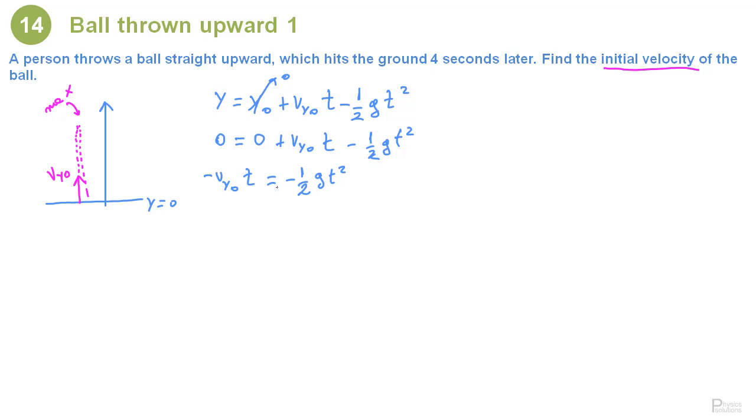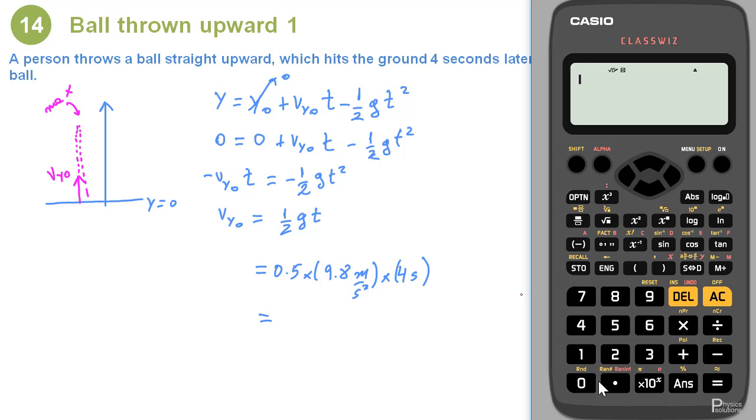Now we divide both sides by minus t. So we get rid of this minus and we get rid of the t. With this we get Vy0 is 1/2 times g t. So the minus went away when we divided by that minus, and the t squared became just t when we divided by the t on the left. So this is 0.5 times acceleration, which is 9.8 meters per second squared, times the time, which is 4 seconds. This is the time that it took for the ball to hit the ground again. And let's see what we get.